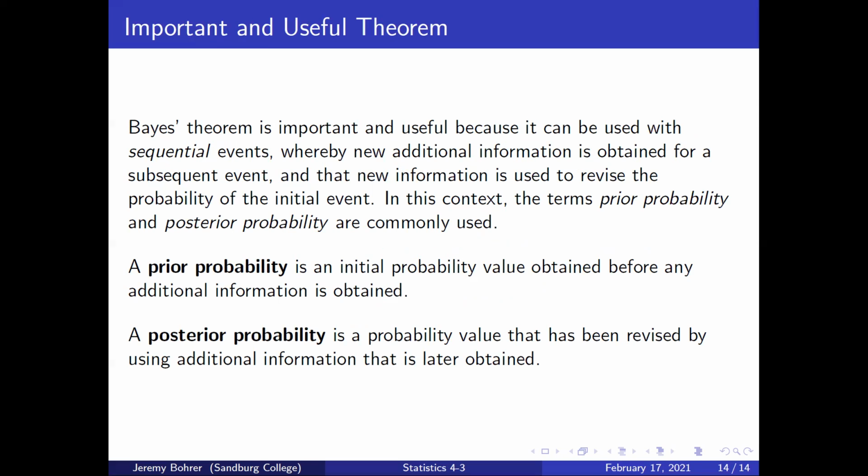Bayes' theorem is important and useful because it can be used with sequential events, whereby new additional information is obtained for a subsequent event, and that new information is used to revise the probability of the initial event. In this context, the terms prior probability and posterior probability are commonly used. A prior probability is an initial probability value obtained before any additional information is obtained. A posterior probability is a probability value that has been revised by using additional information that is later obtained.